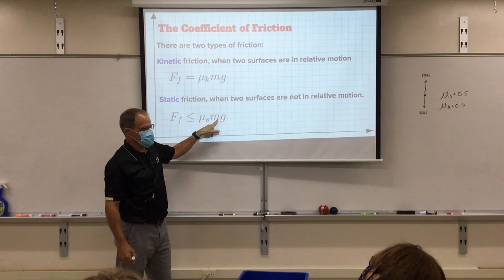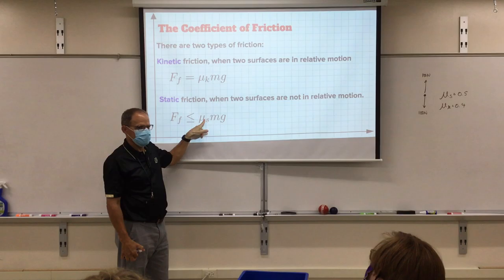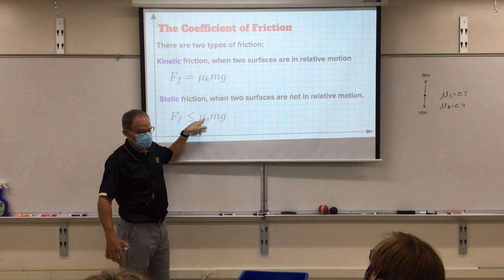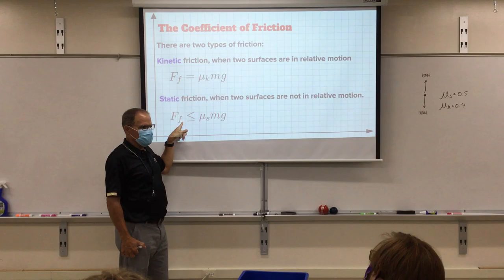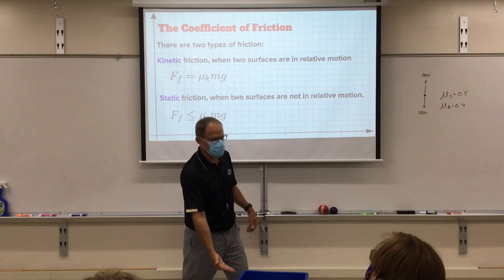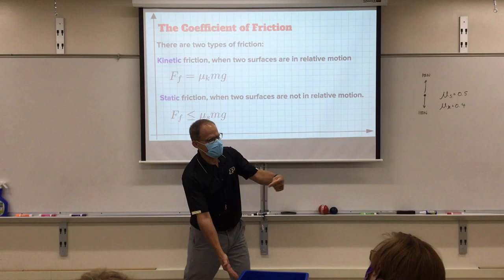Now, why is this a less than or equal to? Well, here's why. If I put in 100 newtons times 0.5, what would you get? 100 times 0.5, 50. You guys know that, you're just being shy. So, here's what it's saying. The force of friction will be anything up to 50.